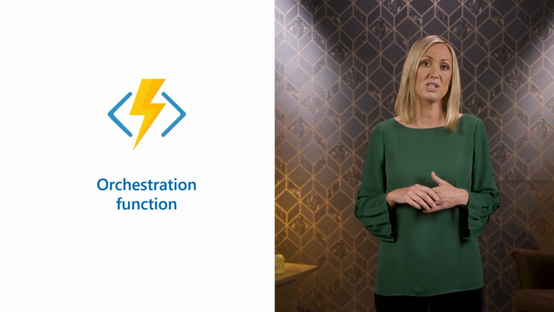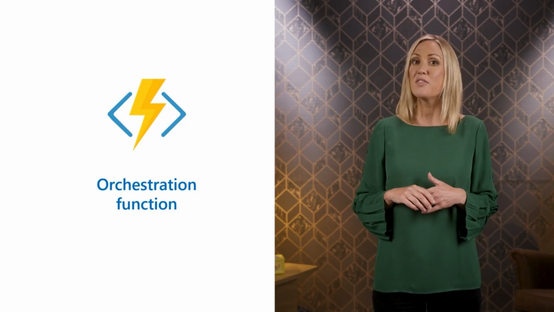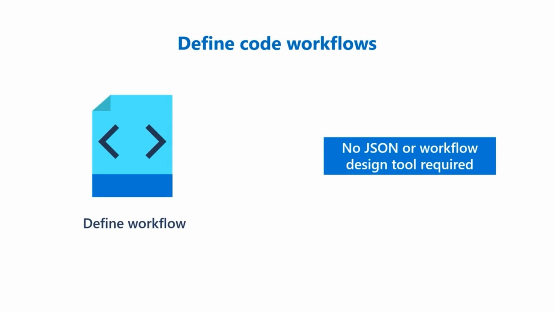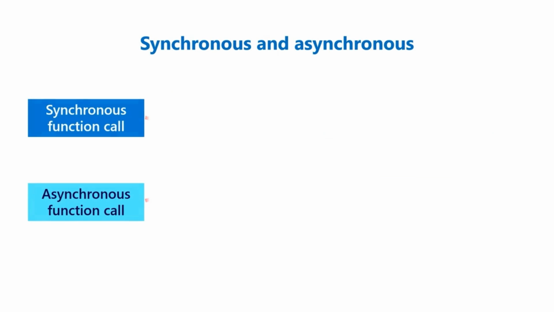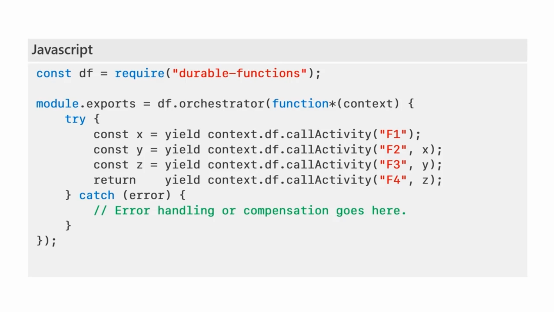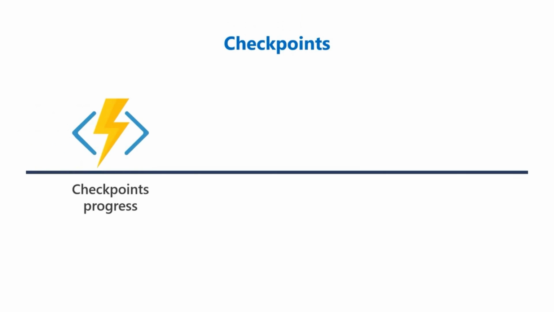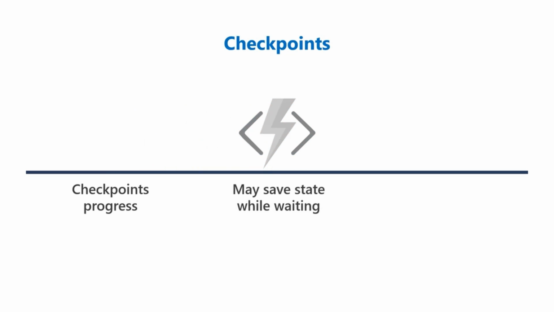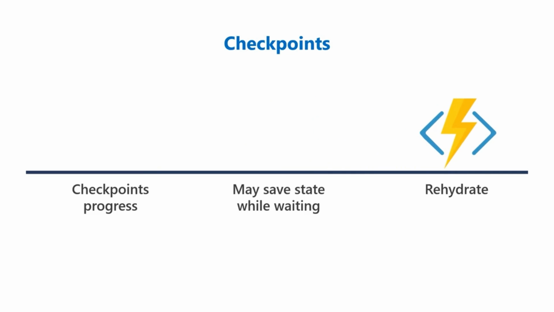Durable functions allows you to define stateful workflows using an orchestration function. An orchestration function provides the following benefits. You can define the workflows in code. You don't need to write a JSON description or use a workflow design tool. Functions can be called both synchronously and asynchronously. Output from the called functions is saved locally in variables and used in subsequent function calls. Azure checkpoints the progress of a function automatically when the function awaits. Azure may choose to dehydrate the function and save its state while the function waits to preserve resources and reduce costs. When the function starts running again, Azure will rehydrate it and restore its state.